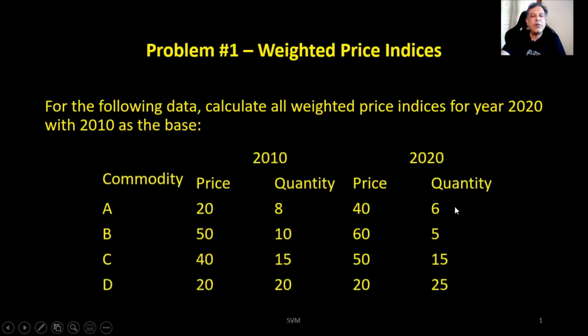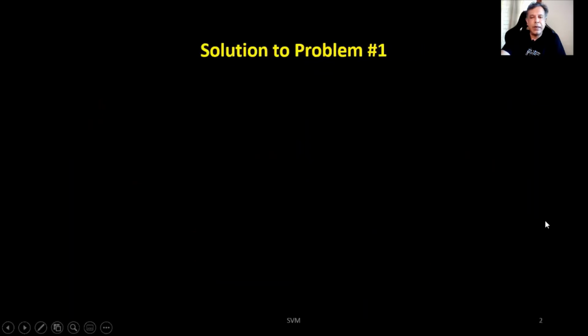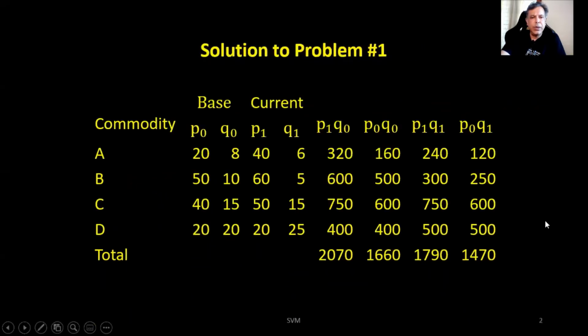So here there are 4 commodities, and the base year's prices and quantities are given, and the current year's prices and quantities are given. Let us see the solution. Since we need to calculate Laspeyres index and Paasche's index, we need P1 into Q0 and P0 into Q0; these two are required for Laspeyres index, and P1 into Q1 and P0 into Q1 for Paasche's index.